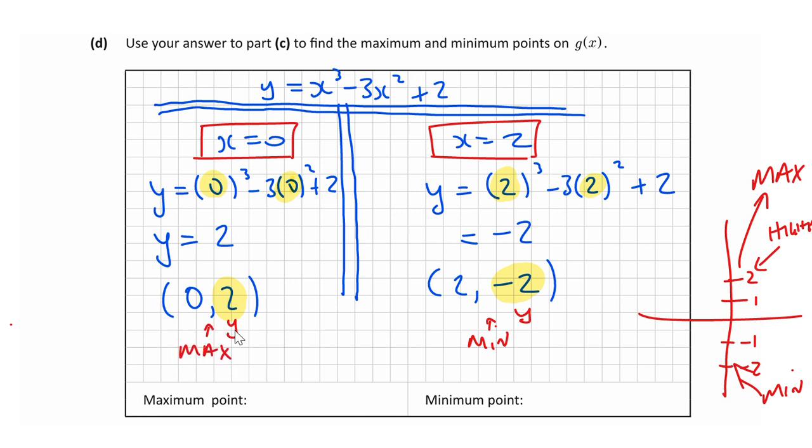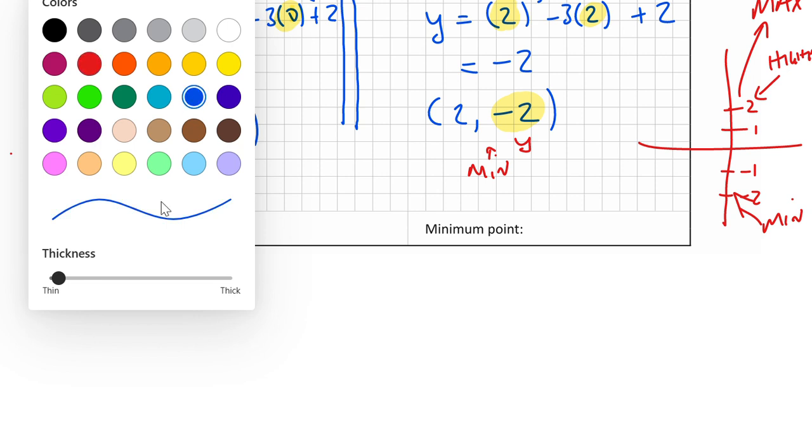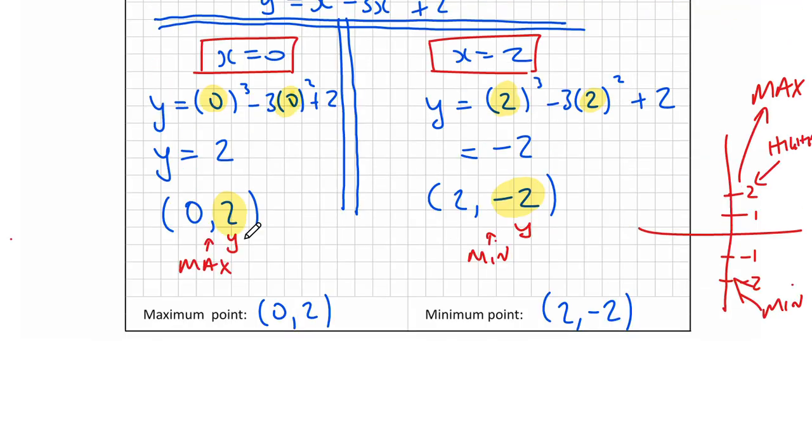If you're ever asked, the y value is higher up on the graph. And there's your answer. Now you put the two answers in. The maximum point is 0, 2 and your minimum point is 2, minus 2. Are we asked to sketch this or anything? No. Done, finished.